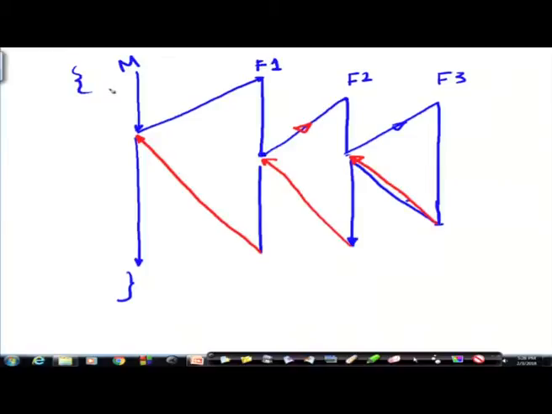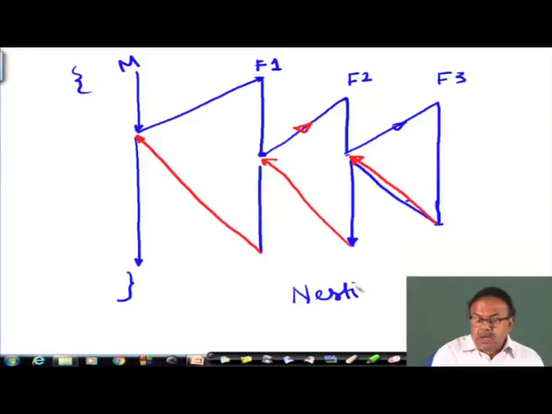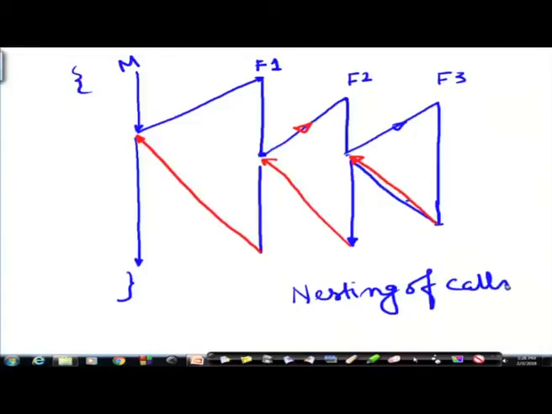Now, this is known as nesting, that is, nesting of calls. I have made a call, and from that call I can make another call, and from there another call. But the point to note is that all these functions must be independently and separately defined. They cannot be defined one inside the other. Okay.